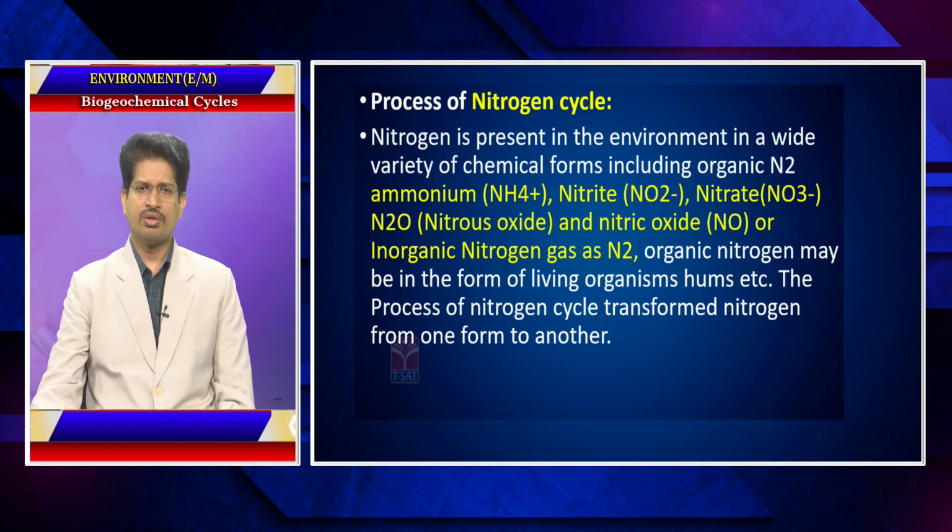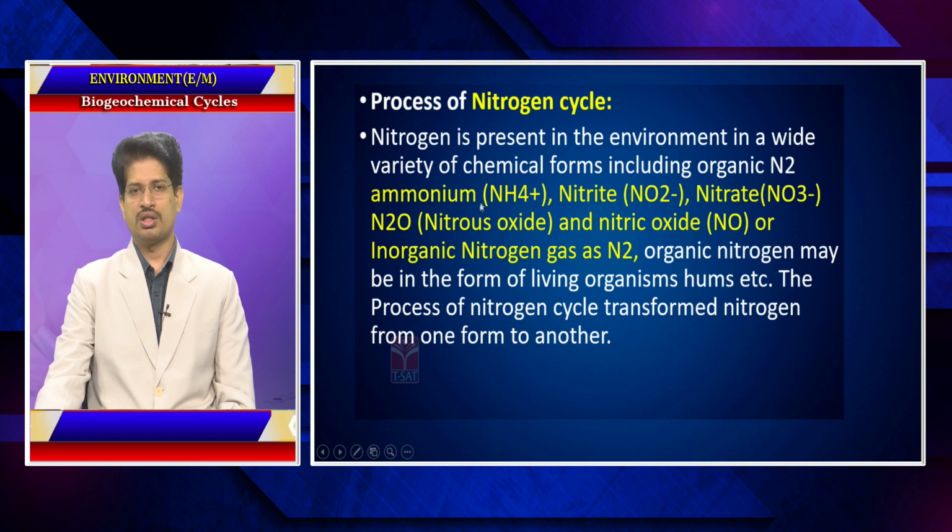Here, nitrogen is present in the environment in a wide variety of chemical forms, including organic nitrogen, N2, ammonia, nitrate, nitrites, nitrous oxide and nitric oxide, or nitrogen gases. So, it is present in the form of nitrogen gas also. The organic nitrogen may be in the form of living organisms, in the form of humus, etc. The process of the nitrogen cycle transforms nitrogen from one form to another. Nitrogen is a gas in the atmosphere.